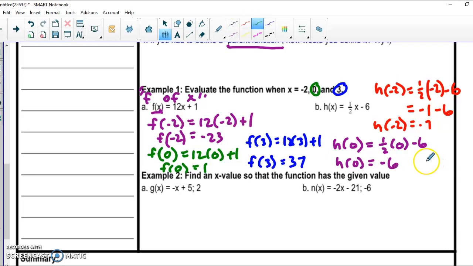And last, let's find h of 3. So I substitute 3 into my equation. And I apologize, I'm running out of room. You won't be able to see this part, but I'm doing 1/2 times 3 minus 6. So in this case, I'll try to scoot it over. We're just going to be real short on room.